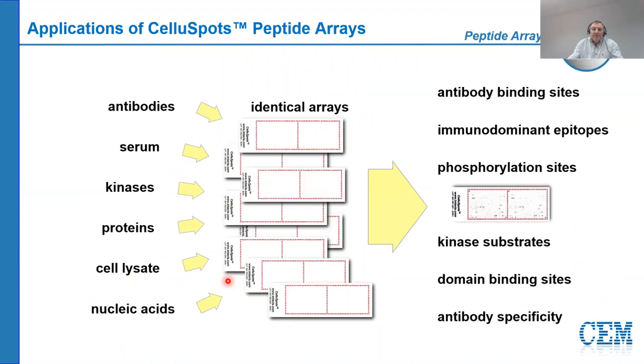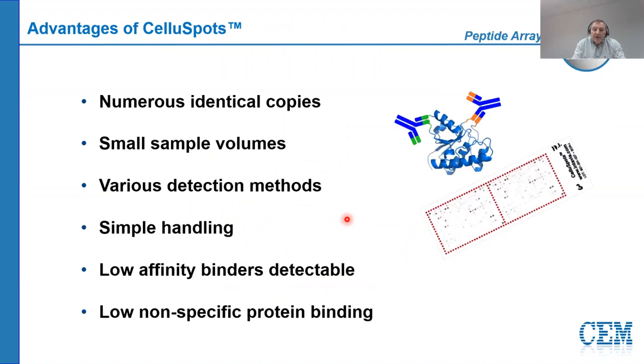The appealing part of these slides is, of course, that we can prepare identical arrays and identical copies for antibody binding sites, for immunodominant epitopes, for phosphorylation sites that can be used, kinase substrates, domain binding sites, and antibody specificity. As I said, the part again, compared to the standard membrane, is, of course, that from one synthesis, we can generate numerous identical copies. With these slides, we have a much smaller sample volume. We have, again, also various detection methods. It's a very simple handling of the peptide arrays on the glass slides, as well as on the membrane. But here we can especially look for low affinity binders or low non-specific protein binding.